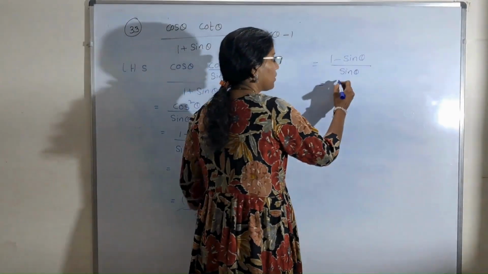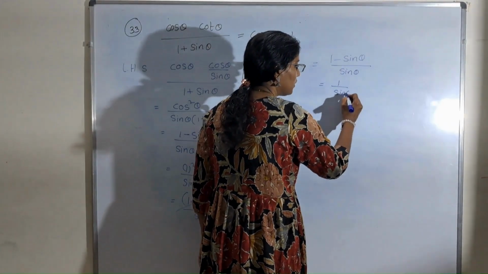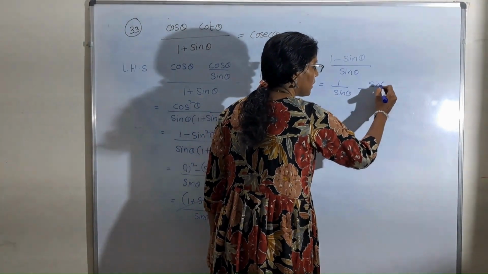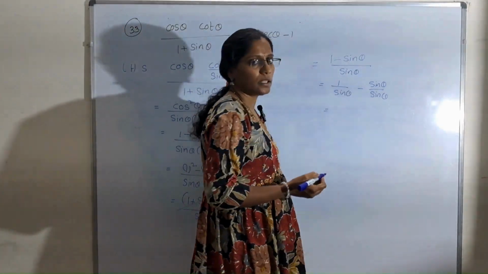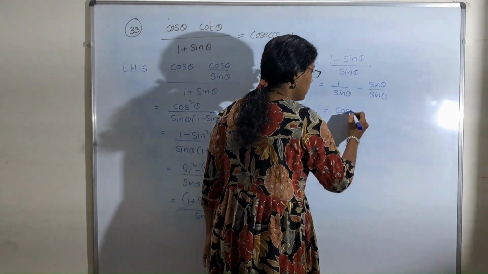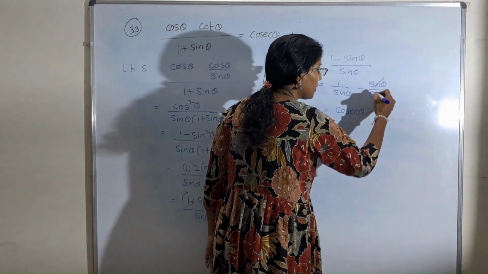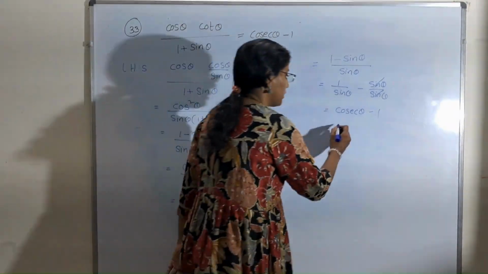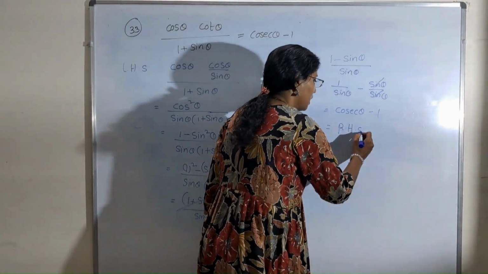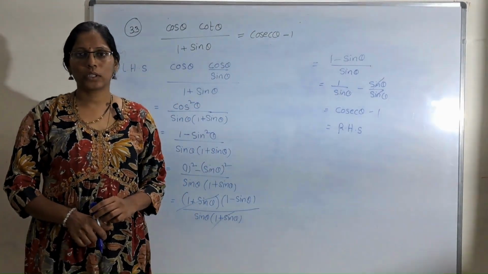Numerator we have to split: 1 by sin theta minus sin theta by sin theta. 1 by sin theta we can write cosecant theta, minus sin cancel. This is our RHS. Therefore, LHS is equal to RHS.